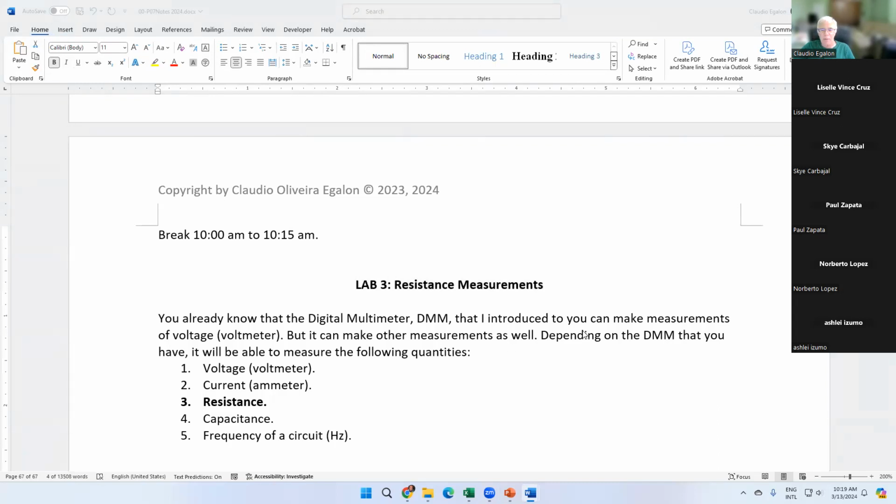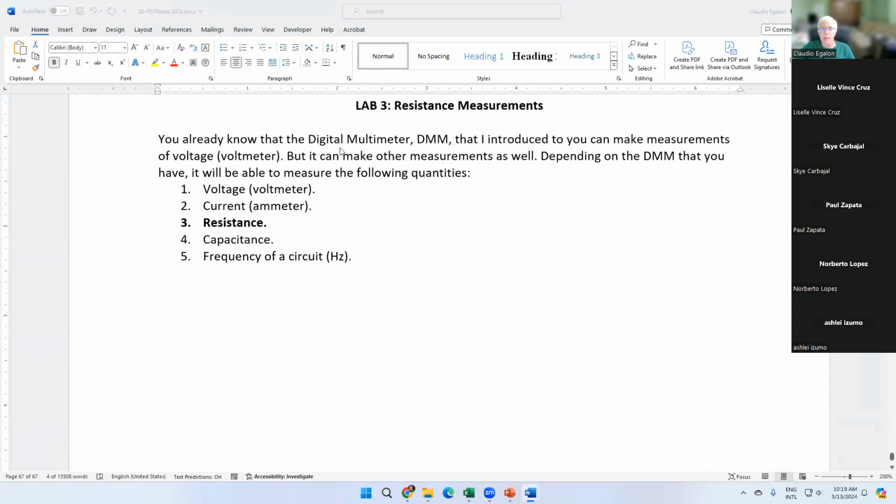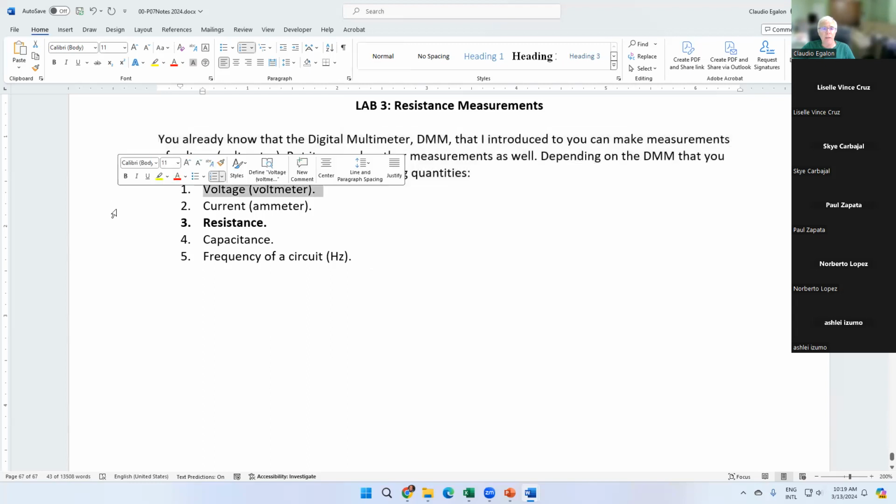So, lab 3, resistance measurements. You already know that the digital multimeter that I introduced to you can make measurement of voltage, but it can make other measurements as well. Depending on the DMM that you have, it will be able to measure the following quantities: voltage, current, resistance, capacitance, and frequency of a circuit as well. And some fancy multimeter that costs like $3,000 will also be able to measure the electric field, okay?